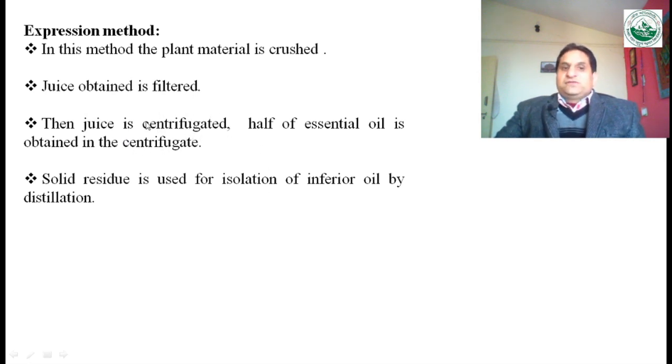So because of this centrifugation, half of the essential oil is obtained in the tubes which are loaded in the centrifuge, and the solid residue remaining at the base of the tubes is used for the isolation of inferior oil with the help of distillation. So this is the expression method.